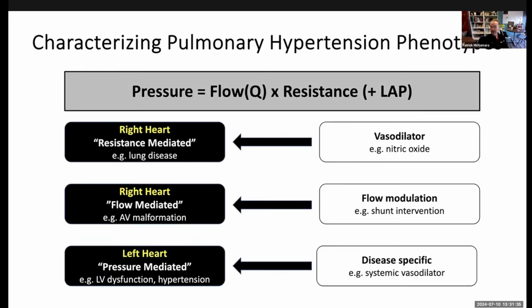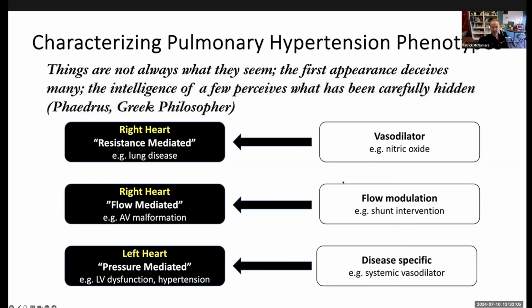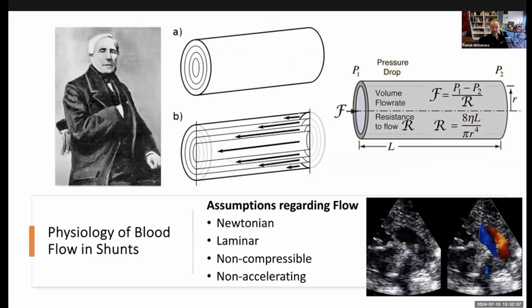So when thinking about pressure equals flow times resistance with atrial pressure, it's important to recognize that there are diseases that may benefit from vasodilators, but may be harmed by vasodilators. We've not talked about the left heart phenotype very much, but elevated pressure may be driven by resistance, may be driven by excessive flow, or may be driven by left atrial hypertension, like the CDH babies with LV systolic dysfunction. And the disease really requires a much more precise approach to therapy.